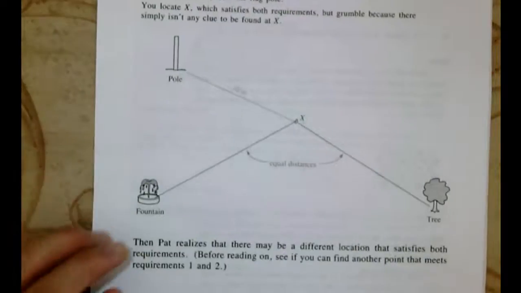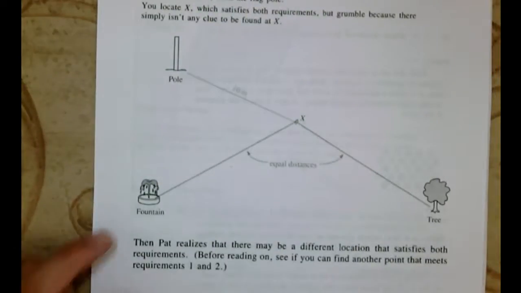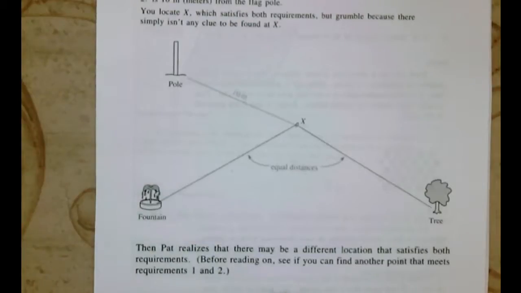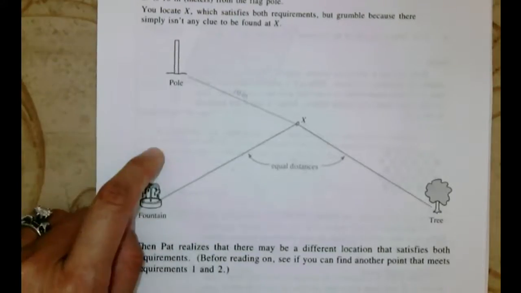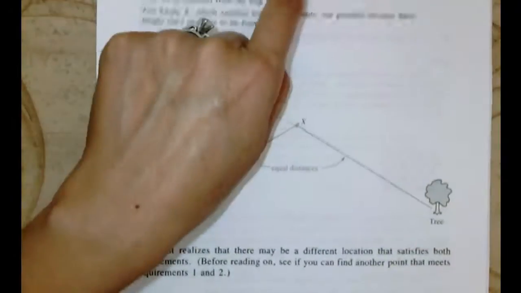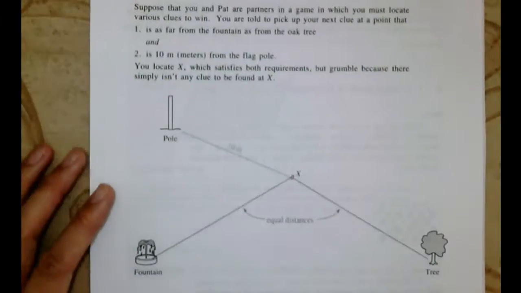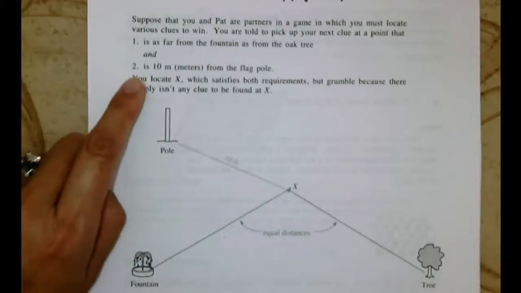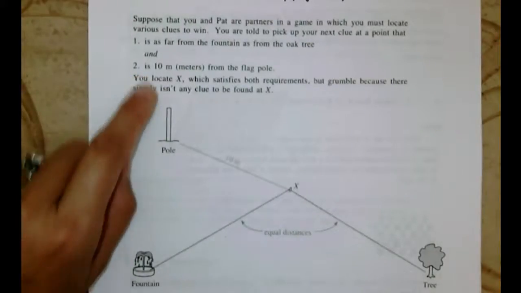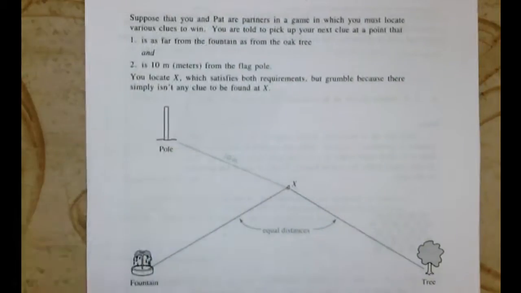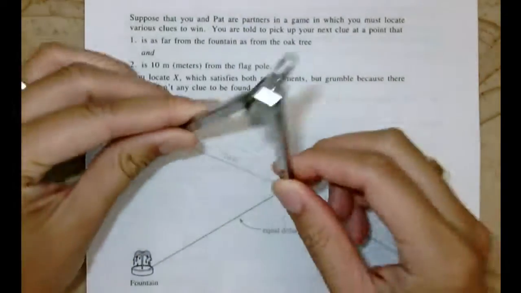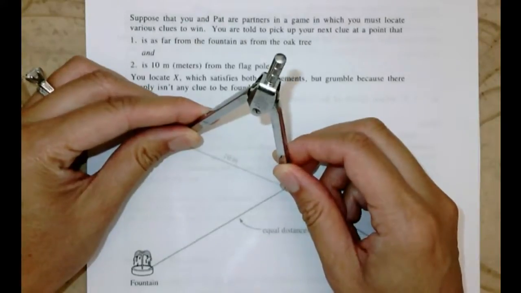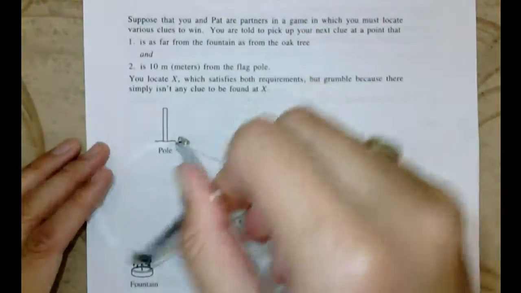Okay, all right, so how do we find the other spot? Have you found the other spot? Is it over here? Over here? Did you find the other spot, or do you think there isn't any other spot? Okay, so let's look here. We have to find the spot that is 10 meters from the flagpole. So let's just get a compass and measure this 10 meters, right? And then draw a circle.